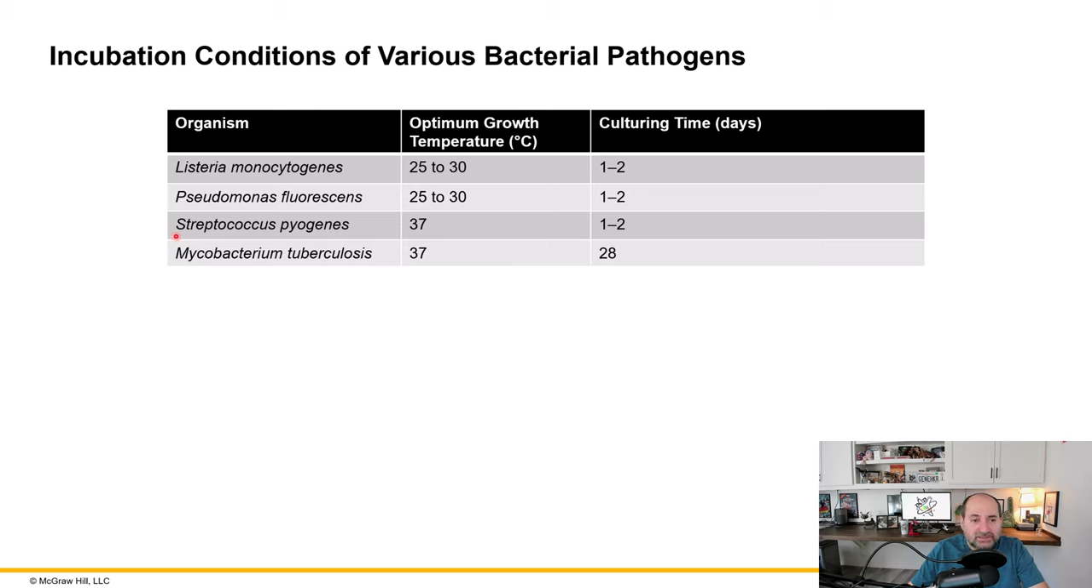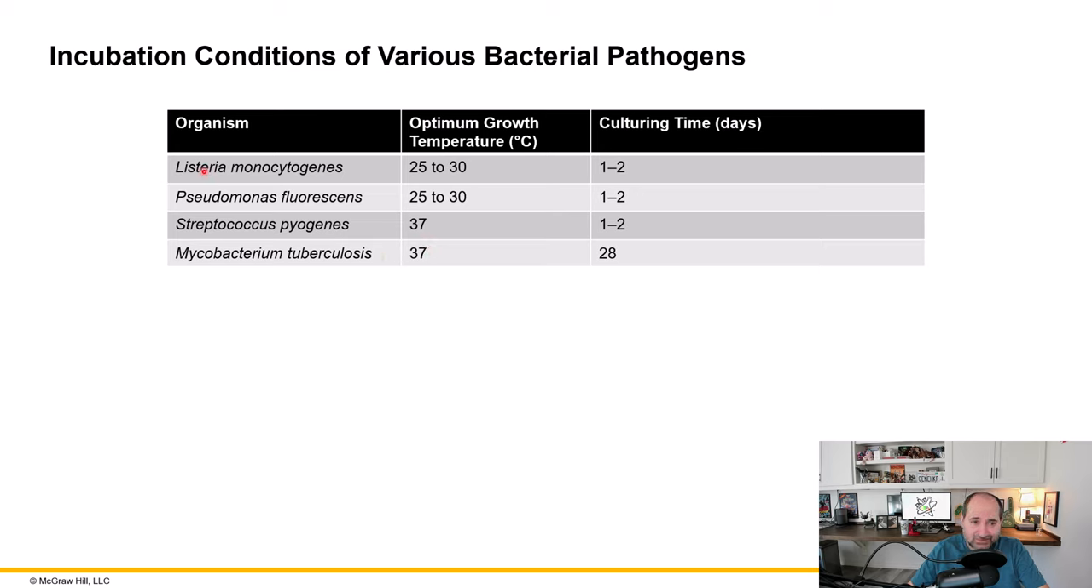Now, another thing is notice that Streptococcus and Mycobacterium, these are bacterium that are known to grow on the human body. Streptococcus pyogenes, for instance, is the bacterium that lives in the back of the throat and is typically associated with strep throat. And so that makes sense that this is a bacterium that grows better at 37 degrees. Mycobacterium tuberculosis is the bacterium that causes TB. It causes tuberculosis. It gets into your lungs, right? And so that makes sense. It grows best at 37 degrees because your body is 37 degrees.